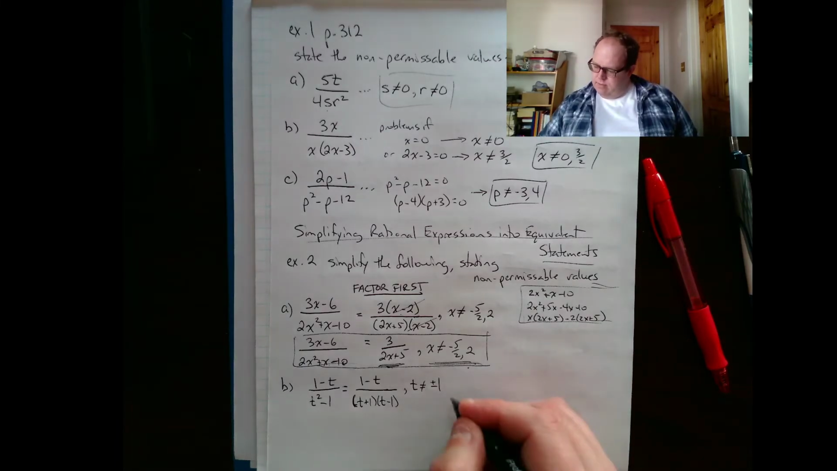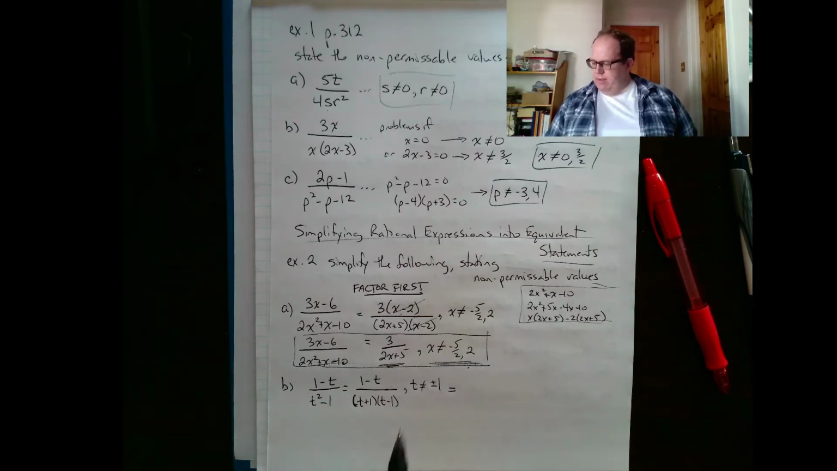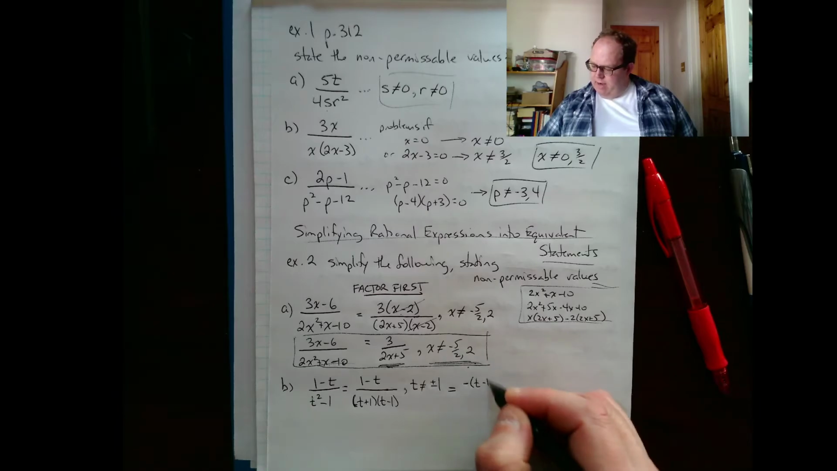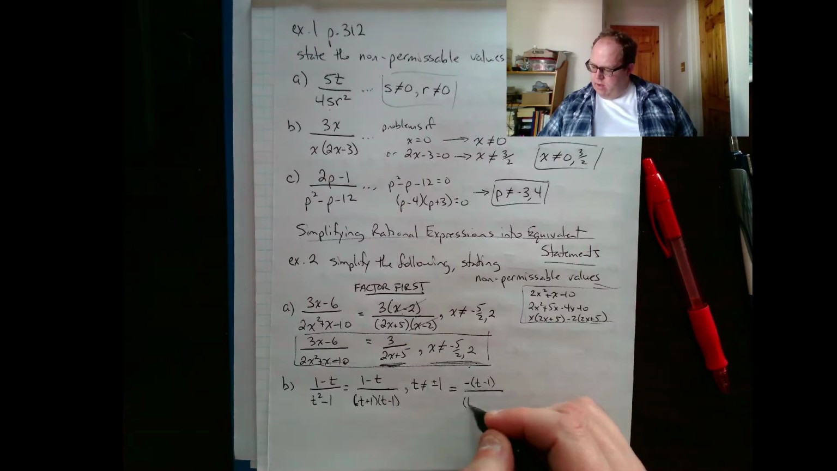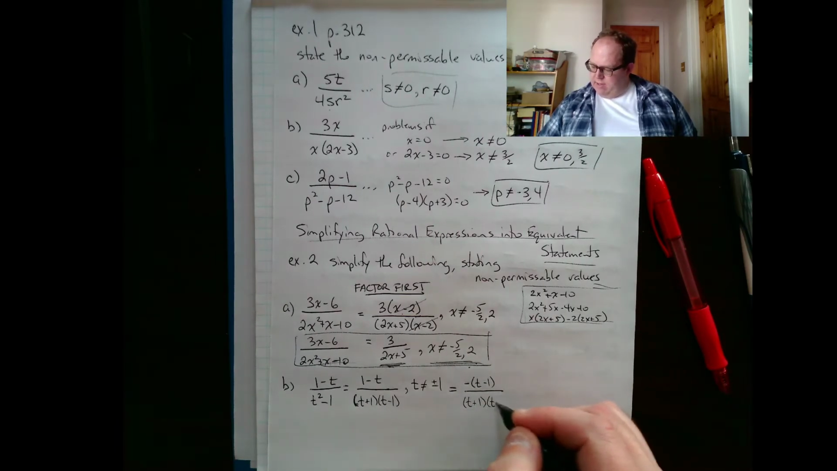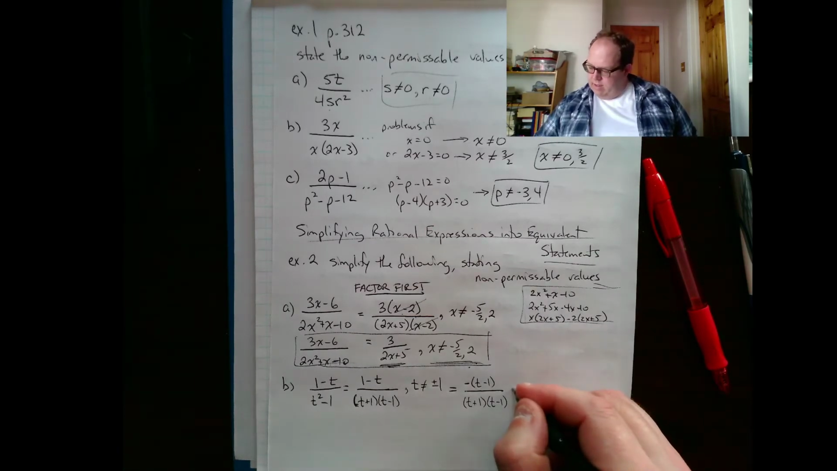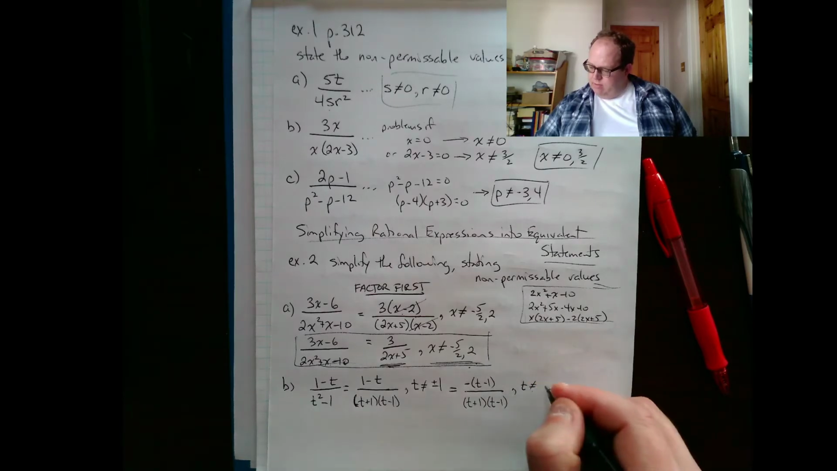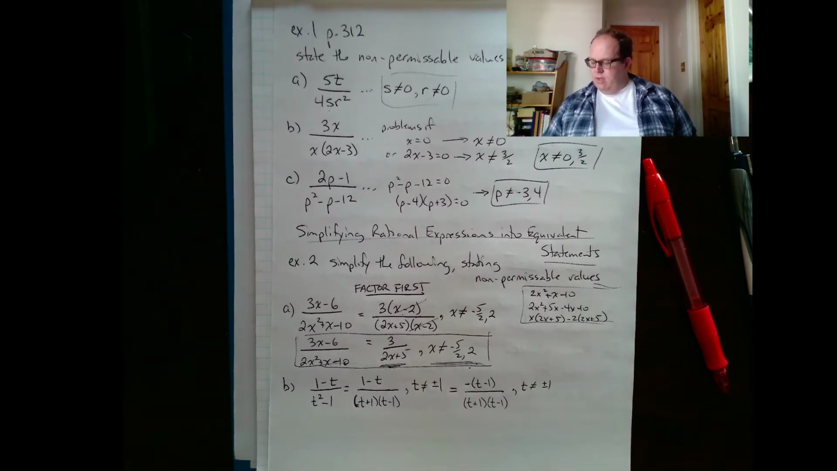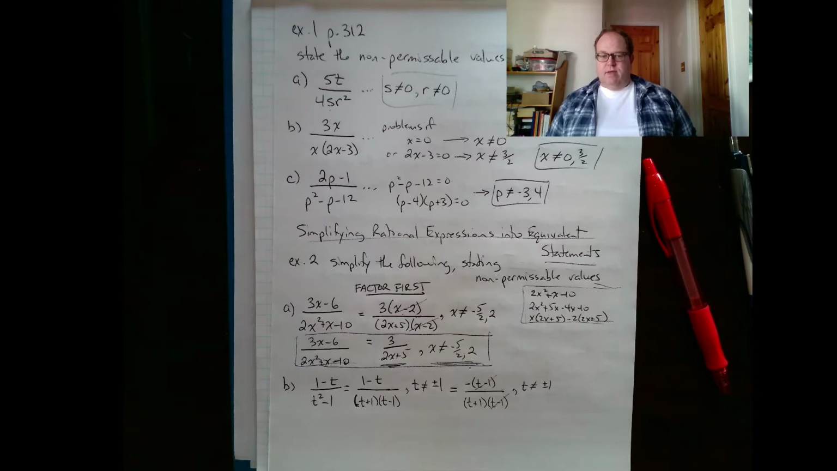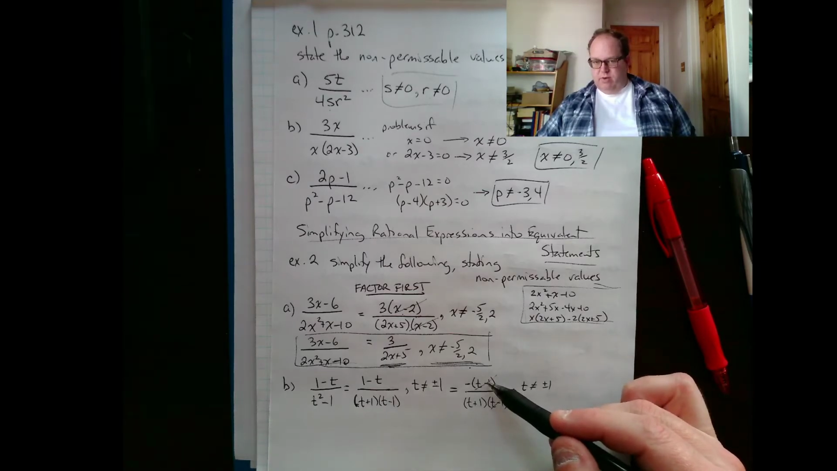But I'm going to make one more statement. Isn't 1 minus t the same as the negative of t minus 1? And when I do that, there are things I can cancel out. And again, this holds as long as t doesn't equal plus or minus 1. T minus 1 divided by t minus 1 would just be 1.